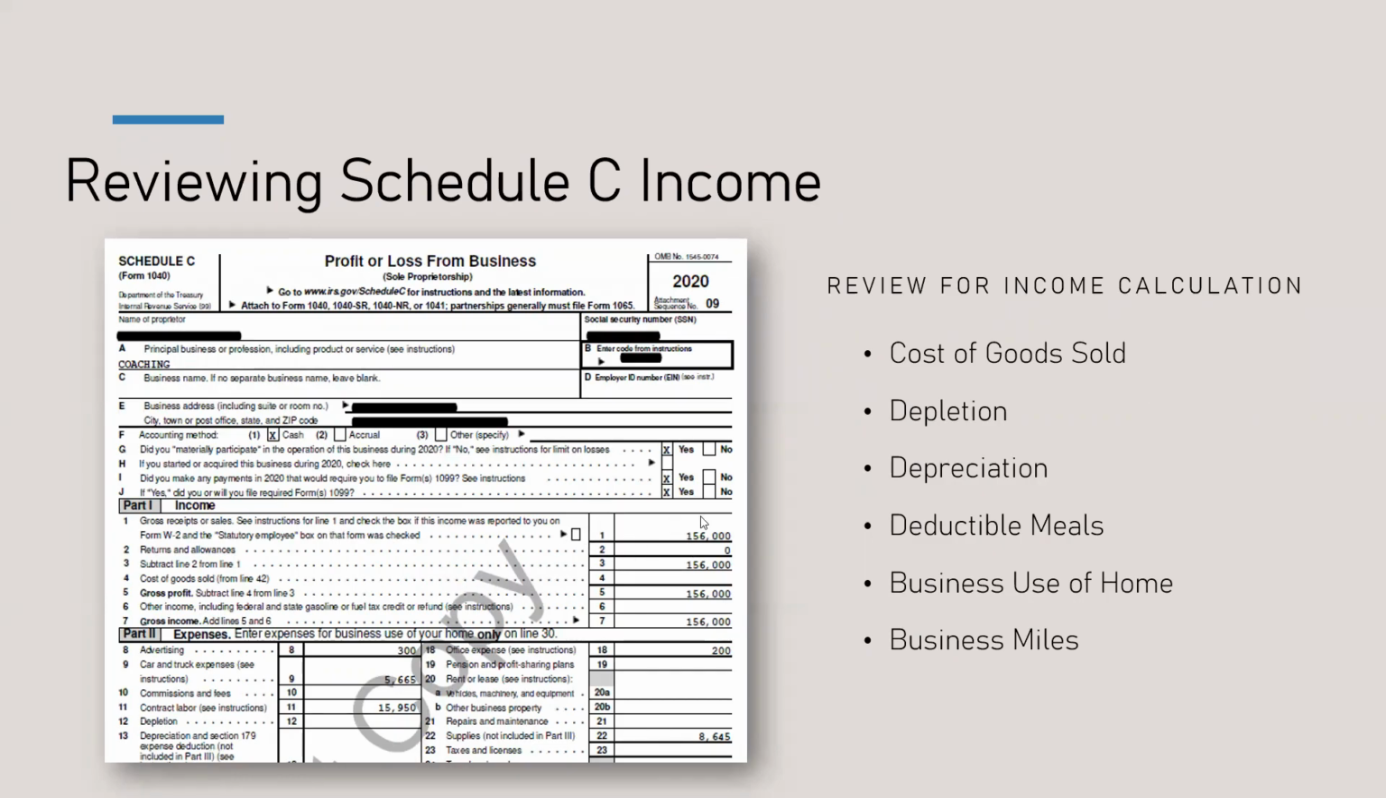But we do have to make sure that we're taking a look at these items for review before we start finalizing their income. So you want to take a look at line item 4, which is your cost of goods sold, I'm sorry, your line item 12 and 13, which would be your depreciation and depletion. Line 24B, which would be your deductible meals. Line 30, which is your business use of home. And you also want to look for business miles when you're doing any type of calculation for your Schedule C income borrower.